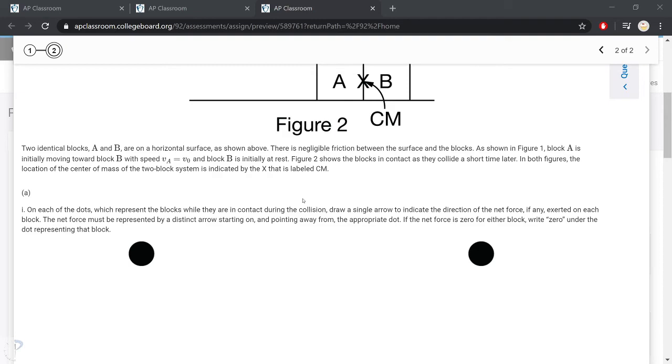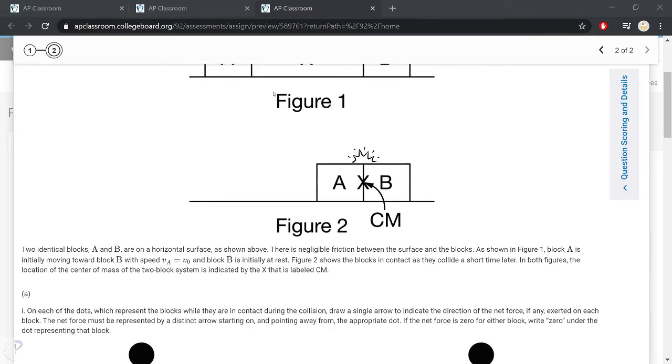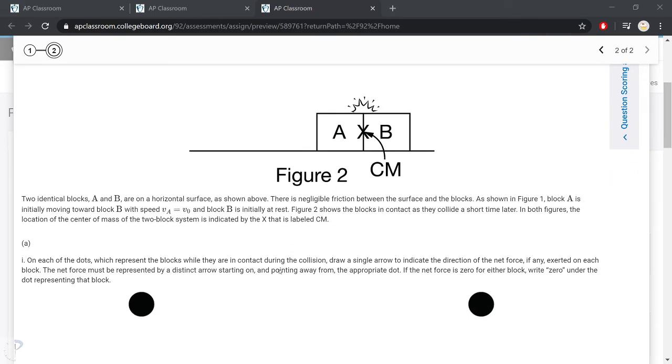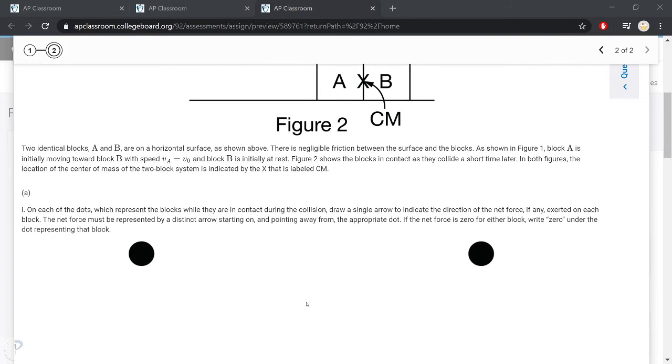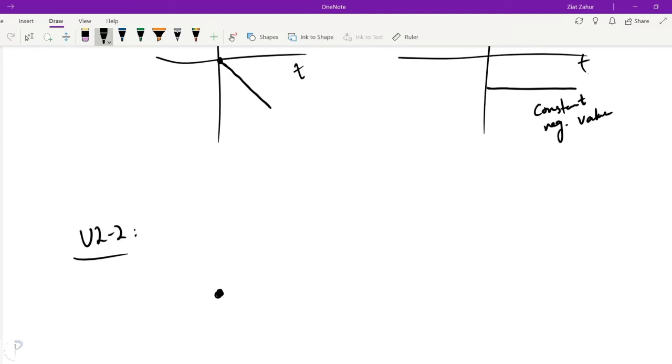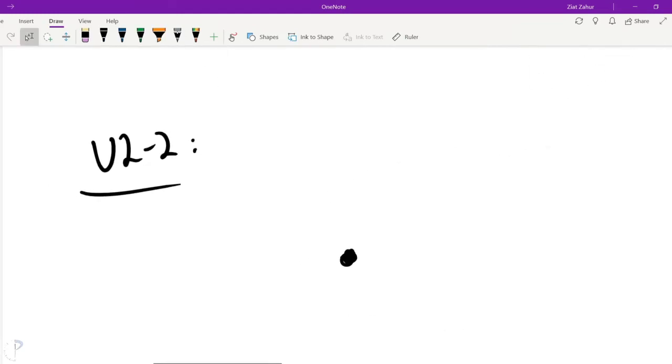Okay. Let's see. On each of the dots, which represents the blocks while they are in contact, so the moment they collide, draw a single arrow to indicate the direction of the net force, if any, exerted on each block. So the net force on each block. Okay, so during the collision, well, there's an impact force.